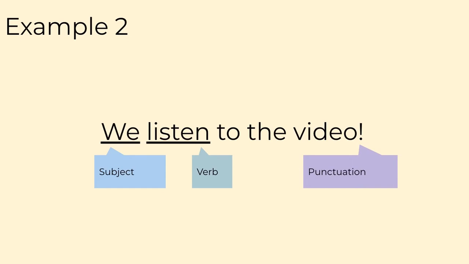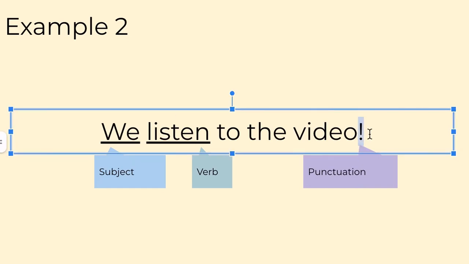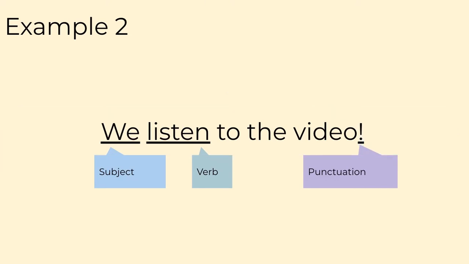Example number 2, we listened to the video! We should fix this. There we go. So we listened to the video! We is the subject because that's who or what the sentence is about. Listened is the verb because that's what we're doing. And the exclamation mark at the end is our punctuation mark. So it's a complete thought because it tells us who's doing something, what they're doing, and it has punctuation at the end. And obviously it starts with a capital letter.